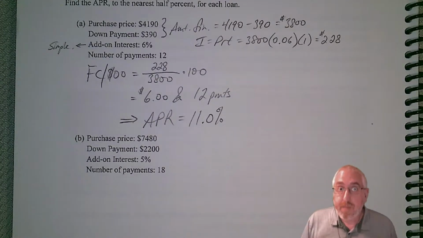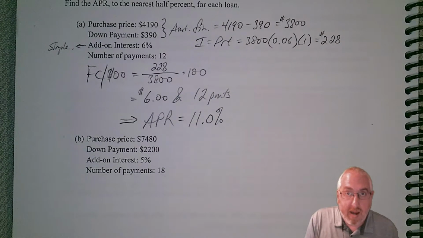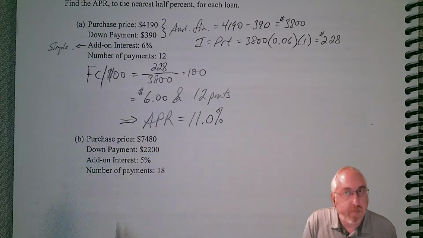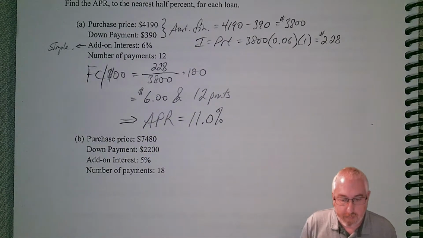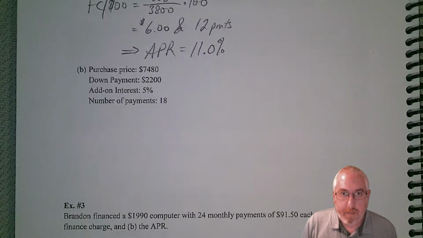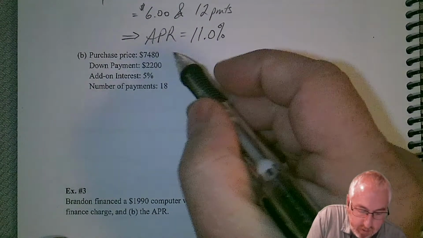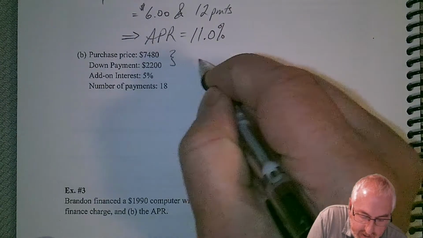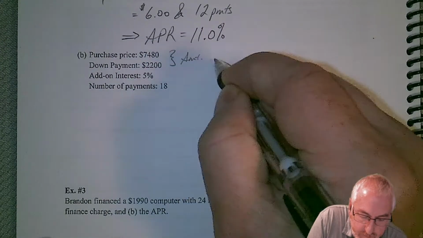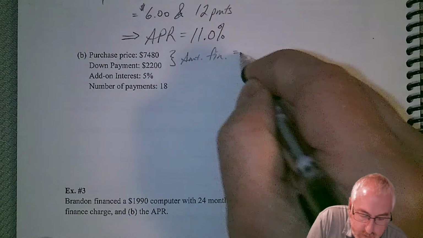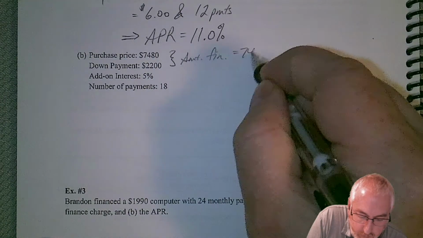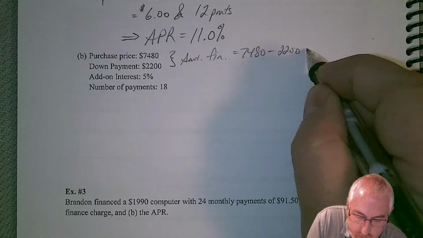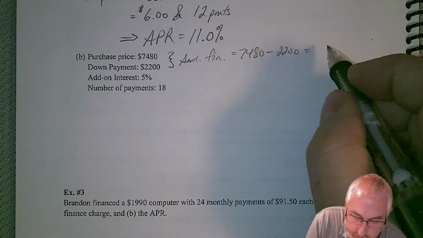All right. So not too bad. You had to do a little bit of front work to get to that finance charge for $100, but very reasonable amount of work. So let's do it one more time. Again, we got our purchase price and down payment. So we got to use that to get our amount financed. So we got 7480 minus 2200. So that looks like what?